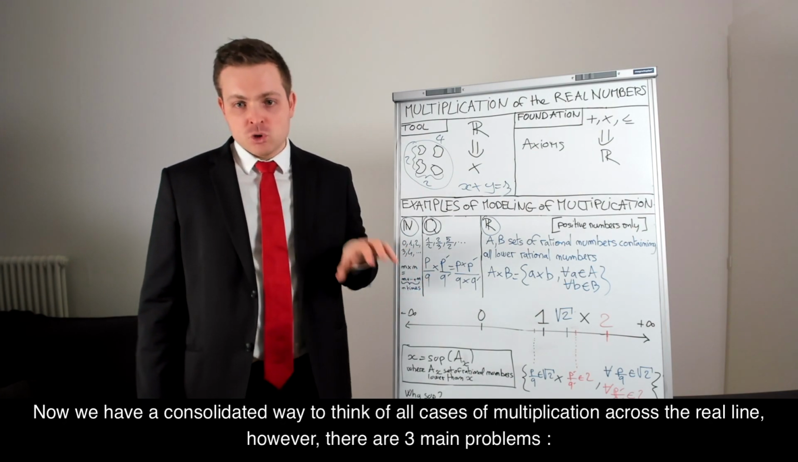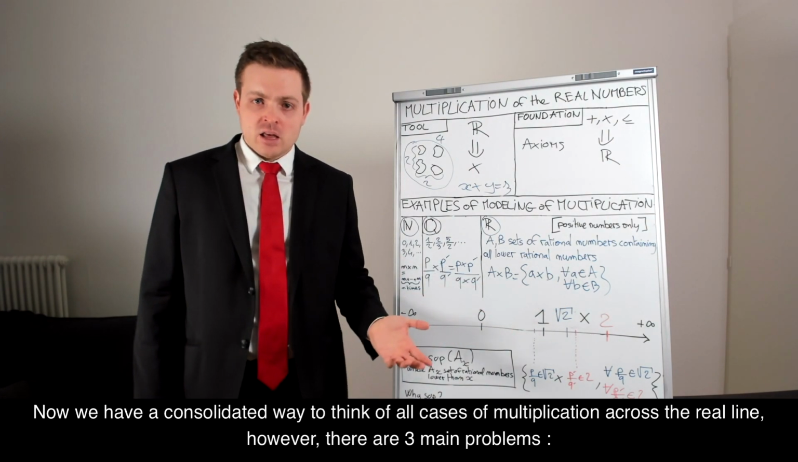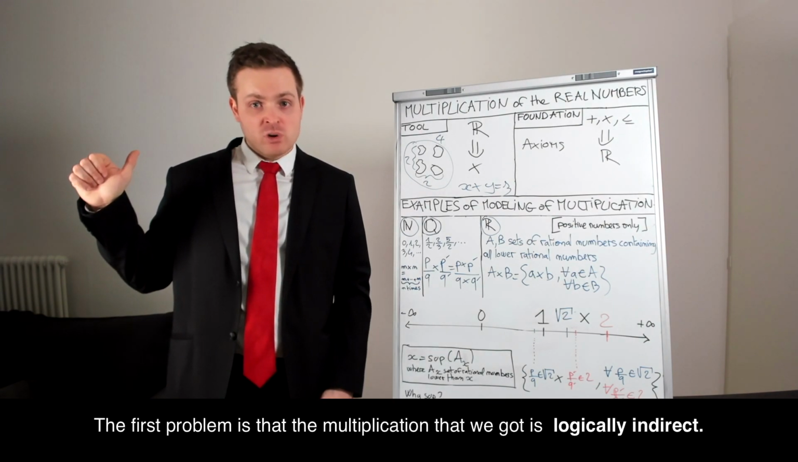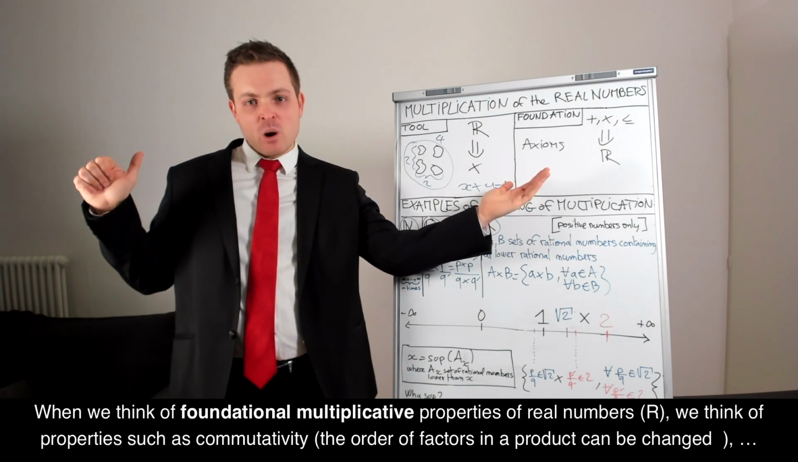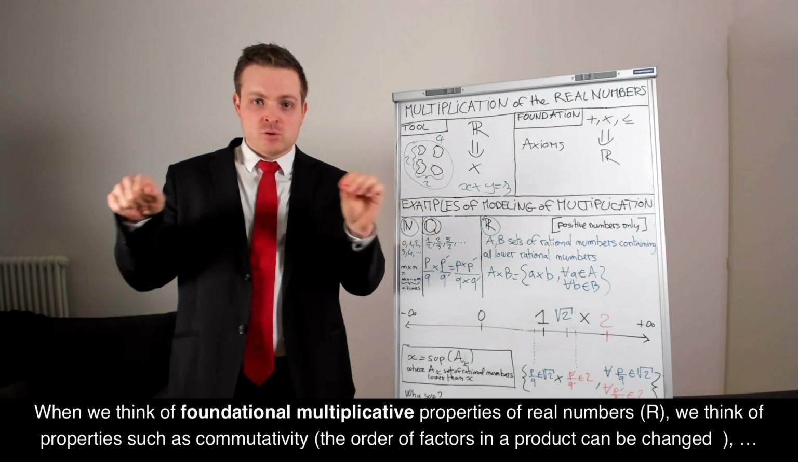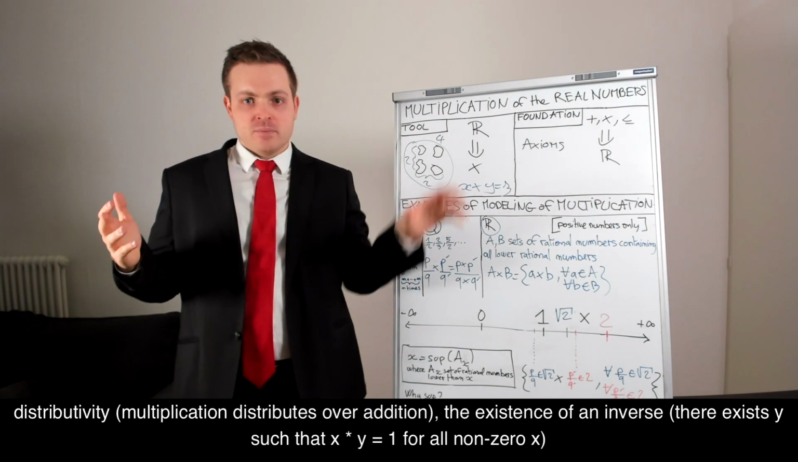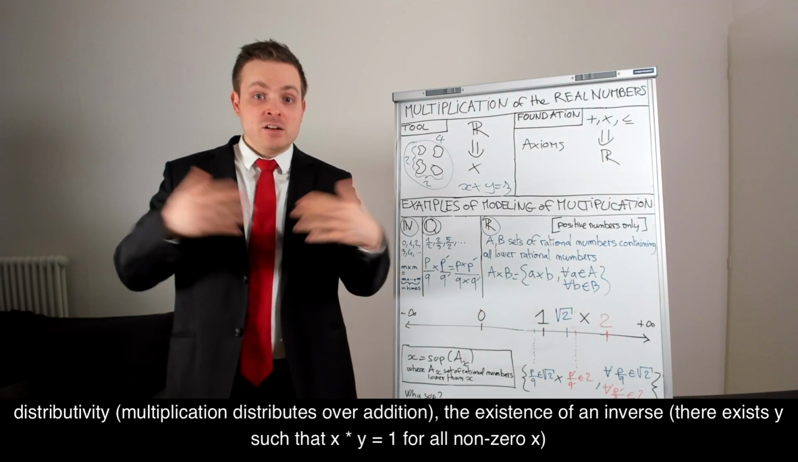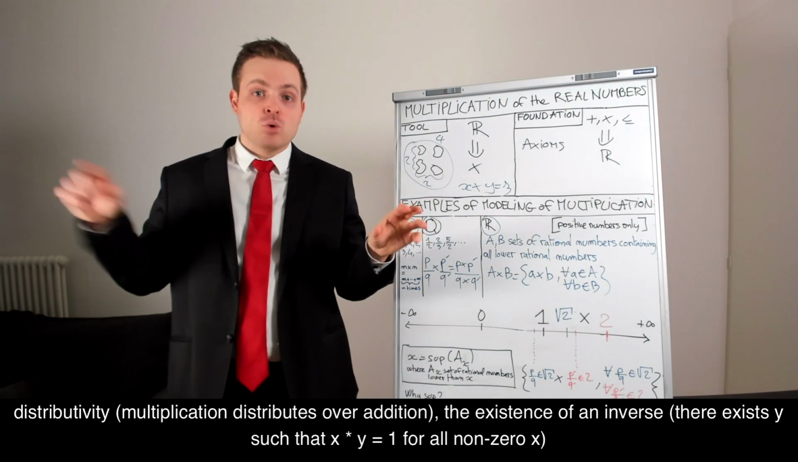So now we have a consolidated way to think of all cases of multiplication across the real line. However, there are three main problems. The first problem is that the multiplication that we got is logically indirect. When we think of foundational multiplicative properties of real numbers, we think of properties such as commutativity, the factors can change, distributivity, addition is distributed by multiplication, the existence of an inverse, you can find a number such that 1 times the other equals the unit 1.